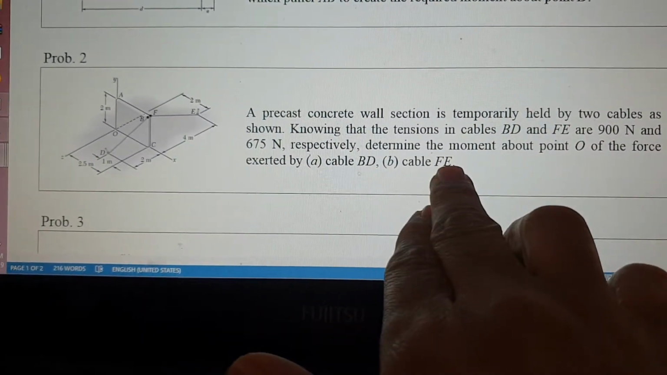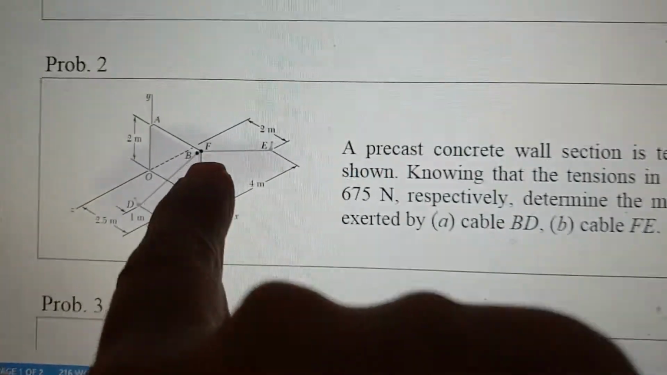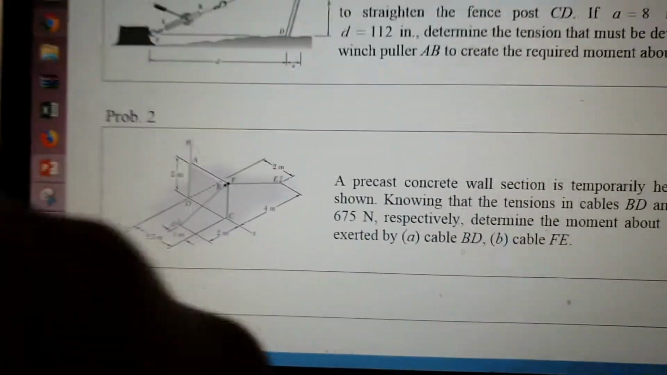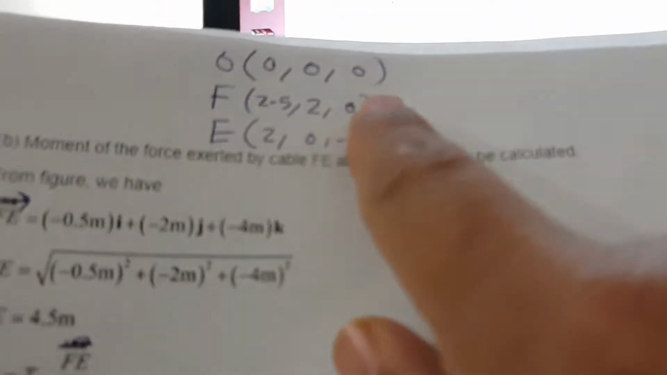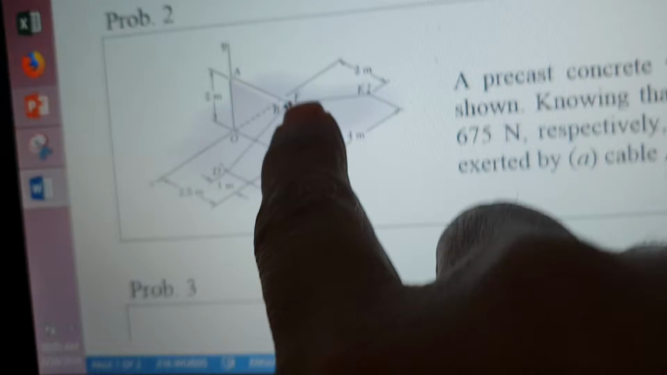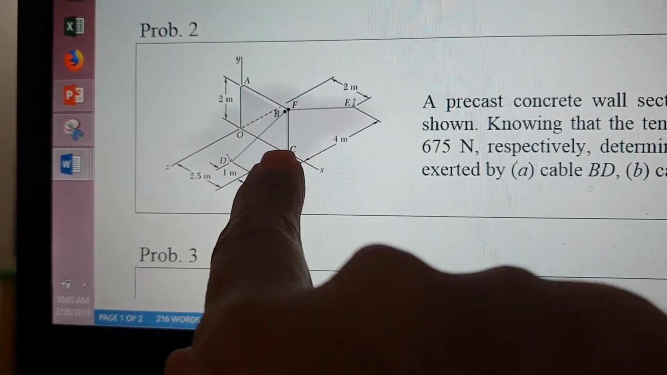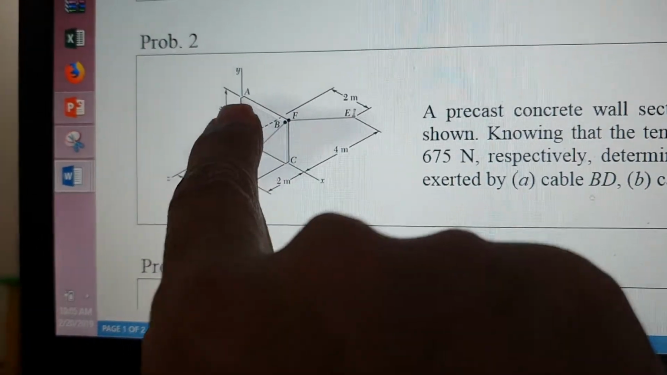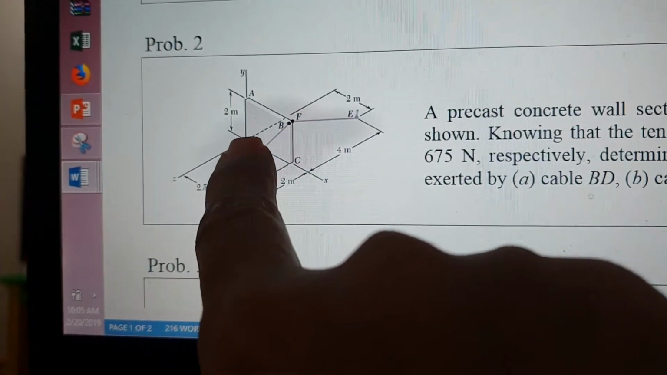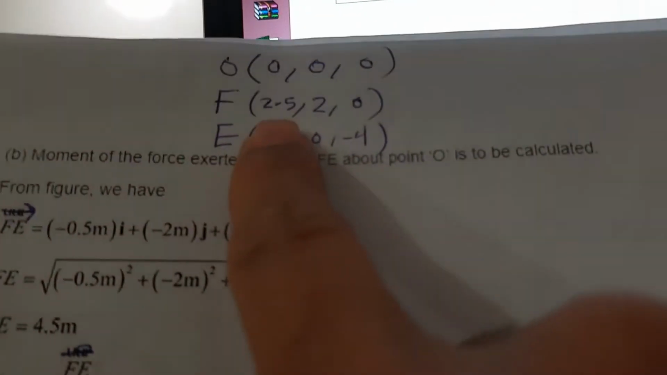Now we're going to do the same thing for cable EF. Of course, point O, we know it: the coordinate 0, 0, 0. Now let's find coordinate F. Coordinate F is similar to coordinate B. It is 2.5 in the X, 2 in the Y, and in the Z, since it's at 0, not positive, not negative, it's 0. So 2.5, 2, 0.